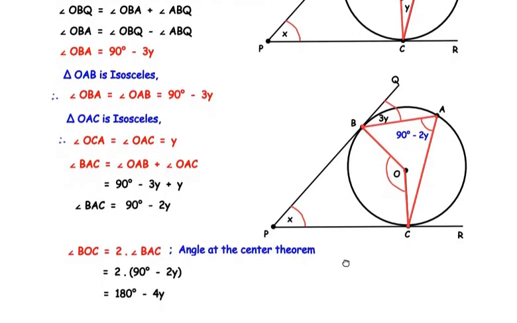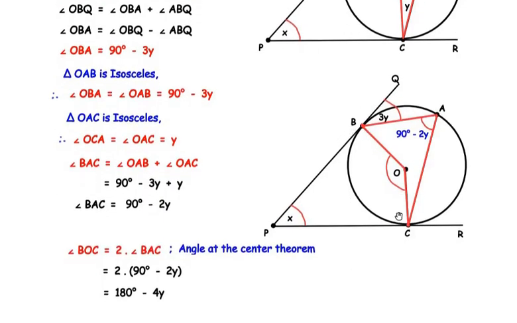So here we have written angle at the center, that is angle BOC, is equal to 2 times the angle at the circumference of the circle, that is 2 times angle BAC. That is by the angle at the center theorem.